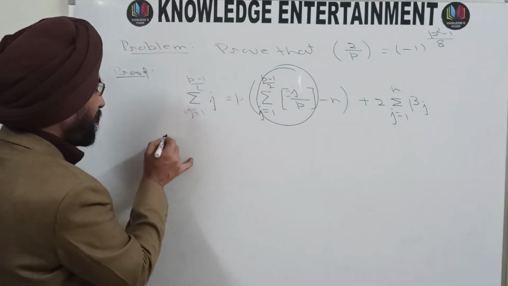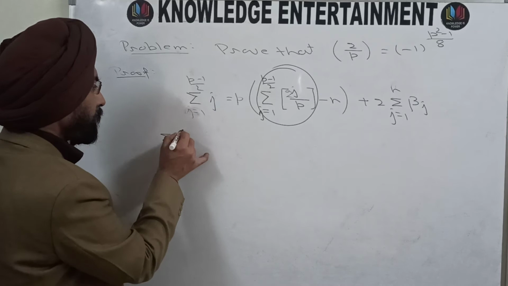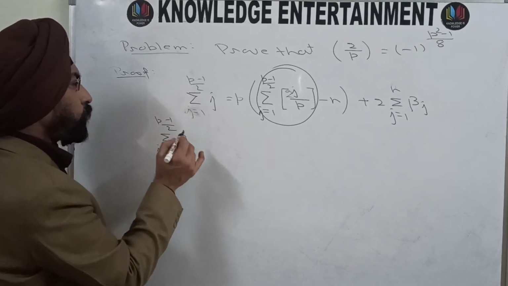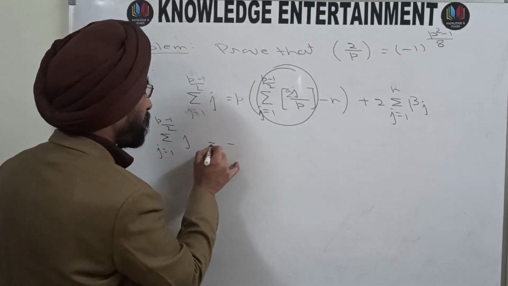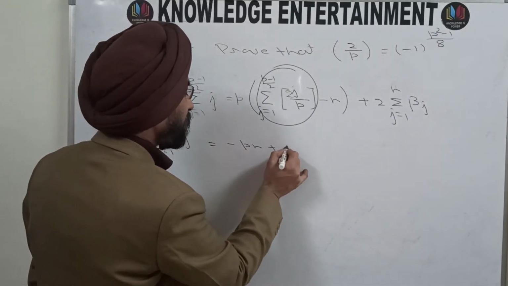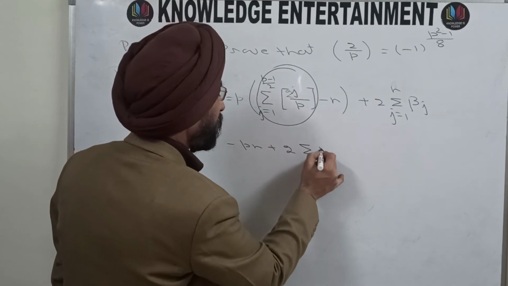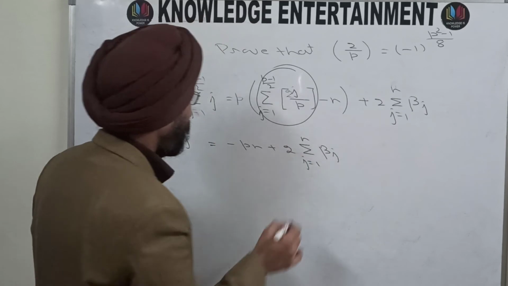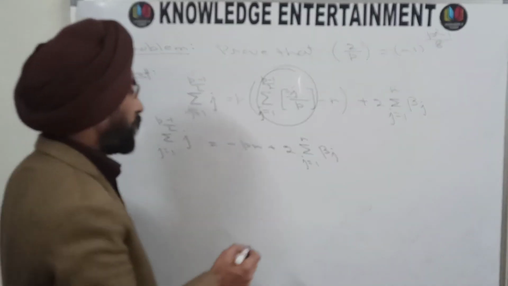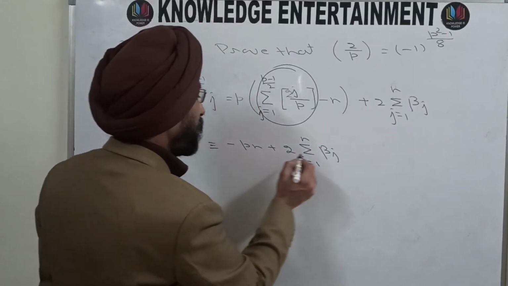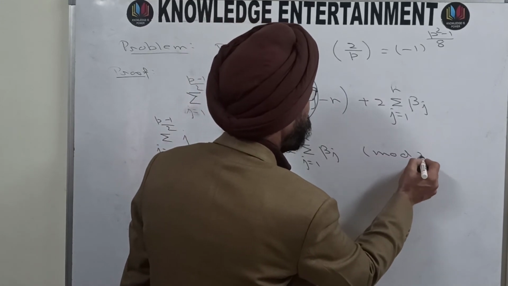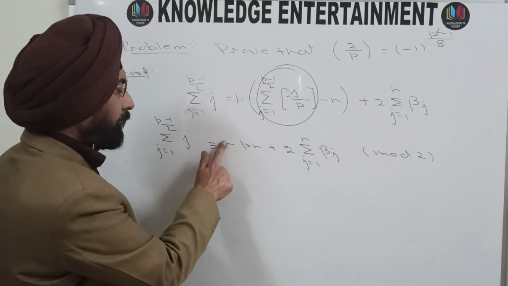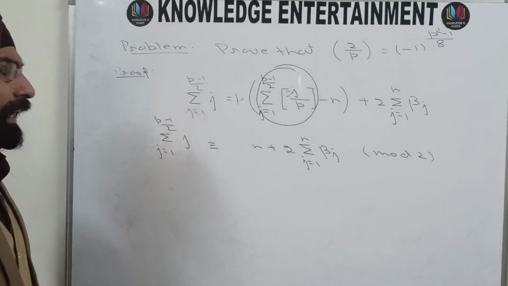So what you are going to get is sigma j varying from 1 to (p minus 1) by 2 of j is equal to minus pn plus 2 times sigma beta j, j varying from 1 to n. And now you take both sides congruent to each other, modulo 2. Modulo 2, your minus p will be 1. So you will get n plus this.